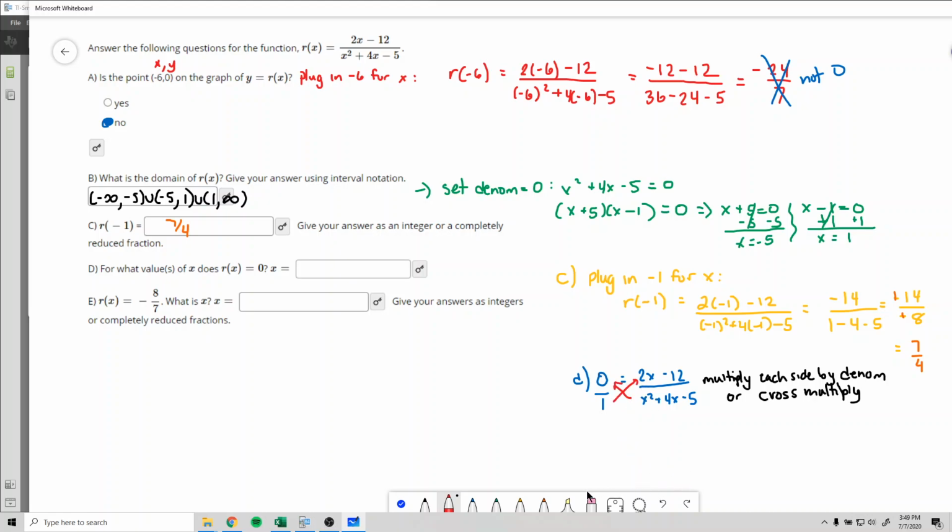All right, so we're going to cross multiply. The great thing about cross multiplying here is when we multiply the 0 by the x squared plus 4x minus 5, and then we multiply the 1 by the 2x minus 12. Multiplying by 0 is great because this left side is just 0. It doesn't matter what x is because we're multiplying it by 0. And then on the right side, we multiply something by 1. It stays the same. So we got 2x minus 12.